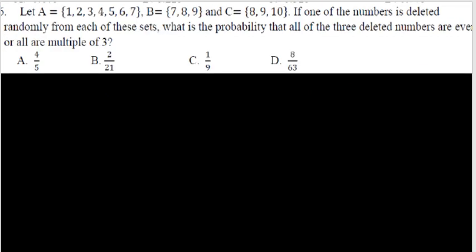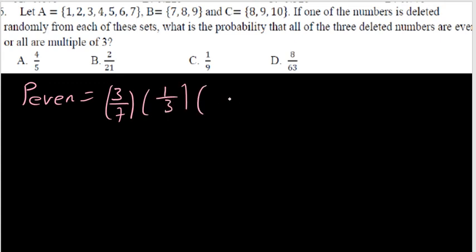The next one: let A be the set 1, 2, 3 up to 7, and B be the set 7, 8, 9, and the set C is 8, 9, 10. If one of the numbers is deleted randomly from each of the sets, what is the probability that all of the 3 deleted numbers are even or multiples of 3? Probability of even: from A we have 3 even numbers, so 3 out of 7, and the probability of even from B is 1 over 3, and the probability of even from C is 2 over 3, because this happened at the same time.